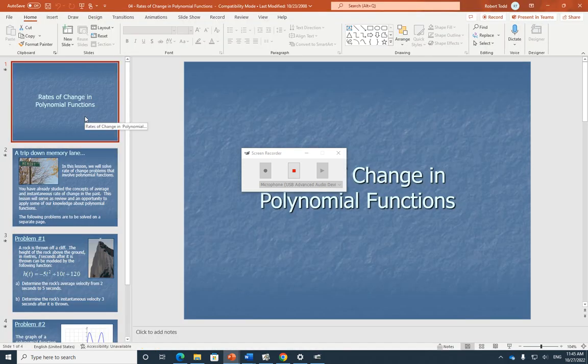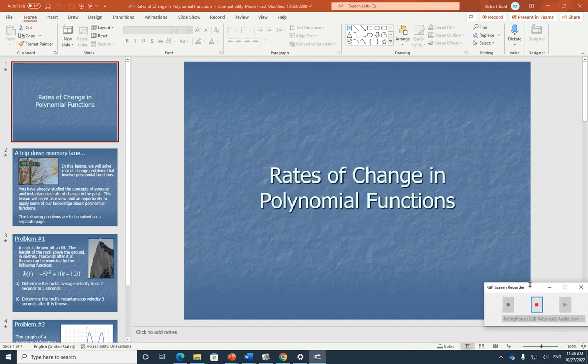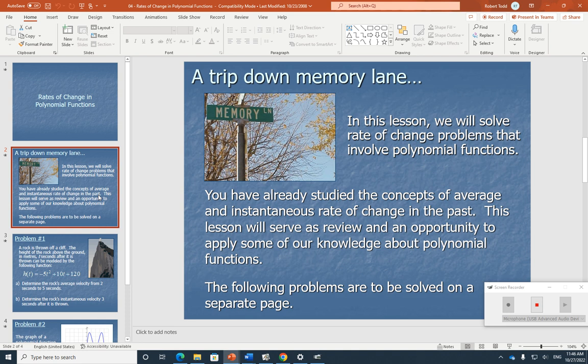Okay, rates of change in polynomial functions, which hopefully is at least a familiar name for a topic where you're like, okay, rates of change. I don't know if I remember any of this. I know, that's why I came today, so that I can remind you how rates of change works. Yeah? Okay, so a trip down memory lane. Look, it's actually memory lane. Memory lane, a trip down memory lane.